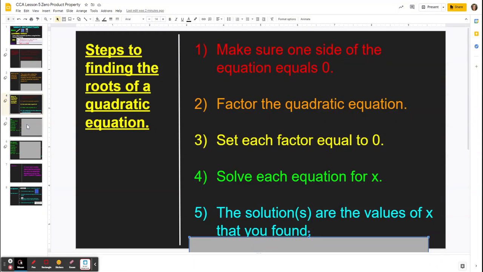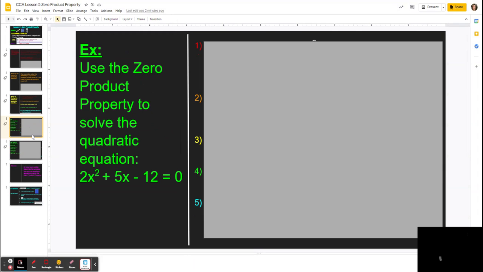Let's get our first example, or actually our only example that we're going to do together. So again, the next 2 slides encompass the entire thing. So we're going to walk through this one step at a time. We're going to use this zero product property to solve the quadratic equation. Up till this point, you've been asked to factor. That's it. Now we're going to solve it.